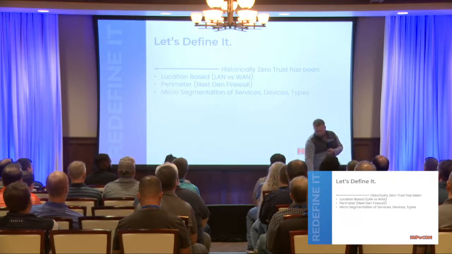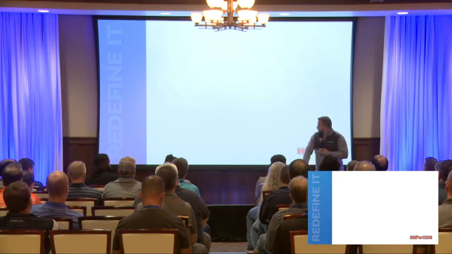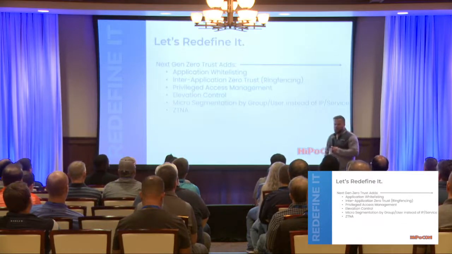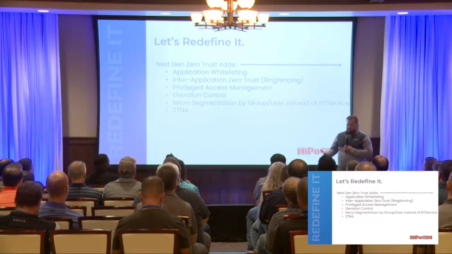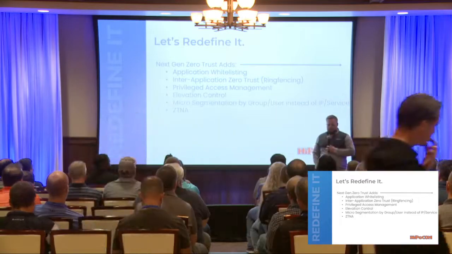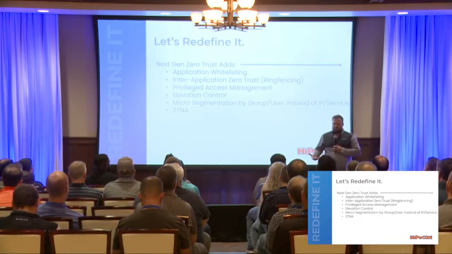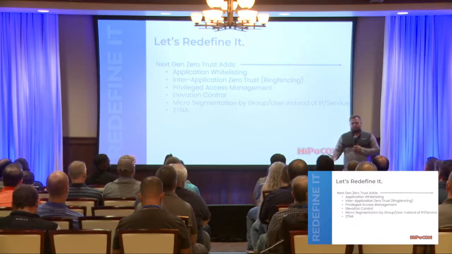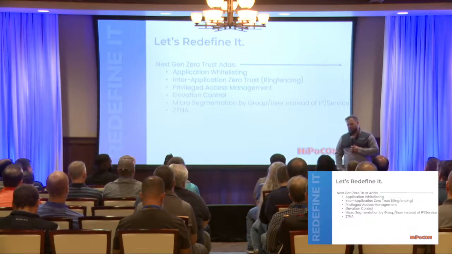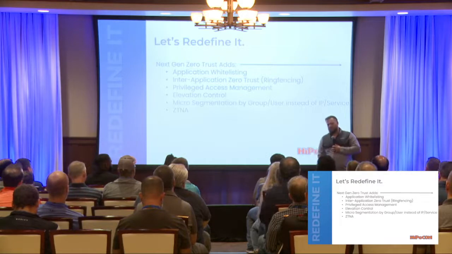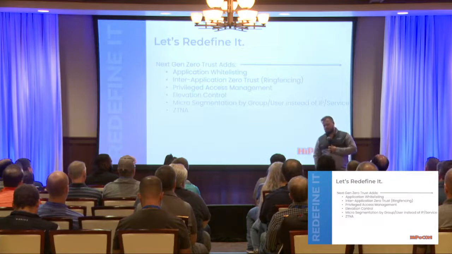What do I think it's going to become? Well, where I think we're going is next-gen zero trust, which I believe adds application whitelisting, inter-application zero trust or ring fencing, which I'll get into a little bit more in a bit, privileged access management, elevation control, micro-segmentation by group or user instead of the IP service, which we've been using historically in zero trust environments. I won't talk about this one too much, but ZTNA I think is going to be a critical element going forward with zero trust in how we access our data and our services.